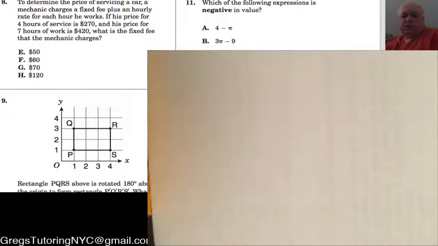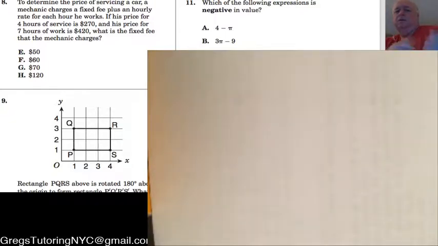All right, so let's jump into question number 1. It should be on your screen okay. So there's no illustration here, so we're just going to jump in. To determine the price of servicing a car, a mechanic charges a fixed fee plus an hourly rate for each hour he works. If his price for 4 hours of service is $270 and his price for 7 hours of work is $420, what is the fixed fee that the mechanic charges?